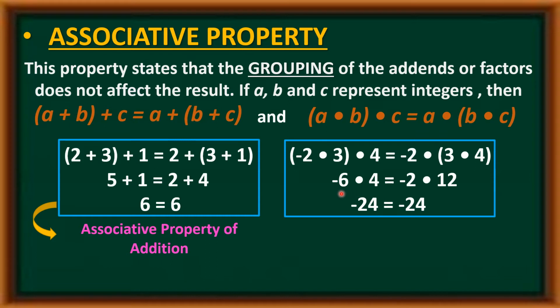We have negative 6 times 4 is equal to negative 24. Then, sa right side of the equation, negative 2 times 12 is also negative 24. Hindi nagbago yung sagot natin kahit nag-rearrange tayo ng nasa loob ng grouping symbol. So, this is associative property of multiplication.